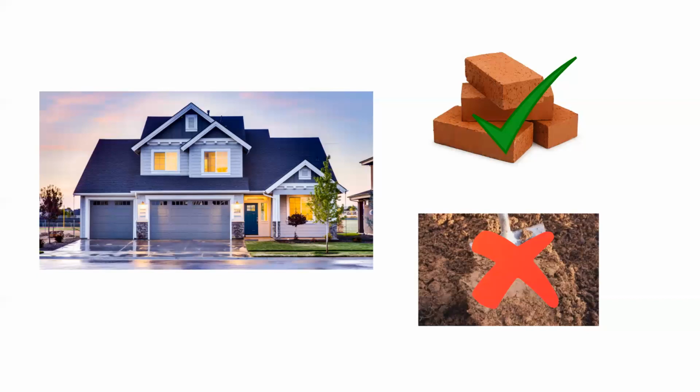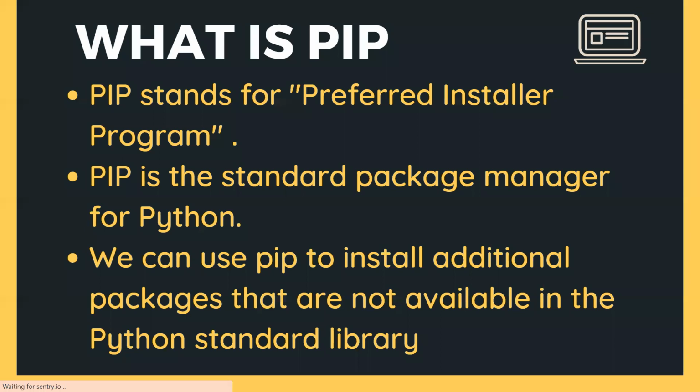The same way, a lot of libraries are already available in Python. Useful libraries, so we don't have to create the useful functions. The reusable functions we can use from that library. We don't have to create the code again, so that we can save time and concentrate on our other work. So for that only, PIP is used. PIP stands for Preferred Installer Program, the standard package manager for Python.